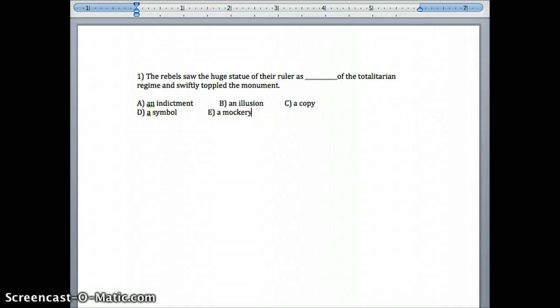The rebels saw the huge statue of their ruler as a symbol of the totalitarian regime and swiftly toppled the monument. This is the best answer.